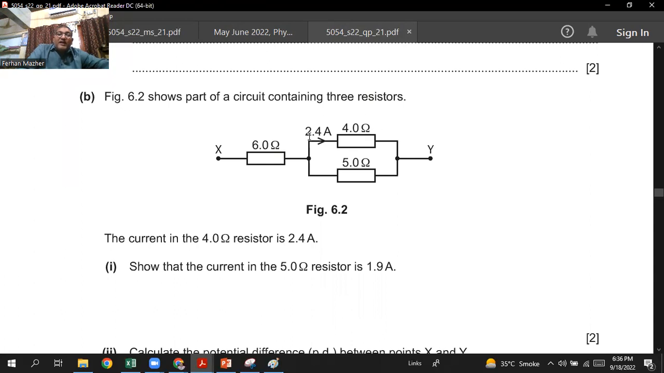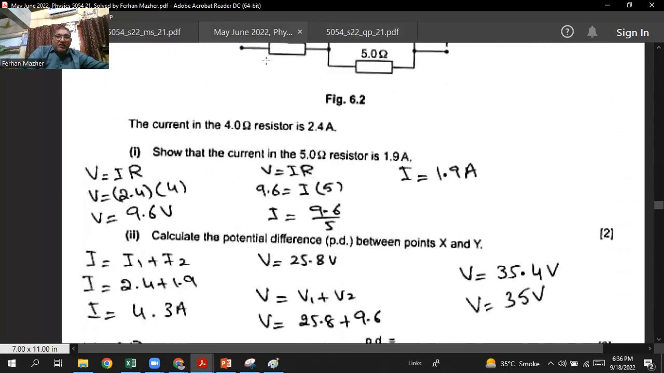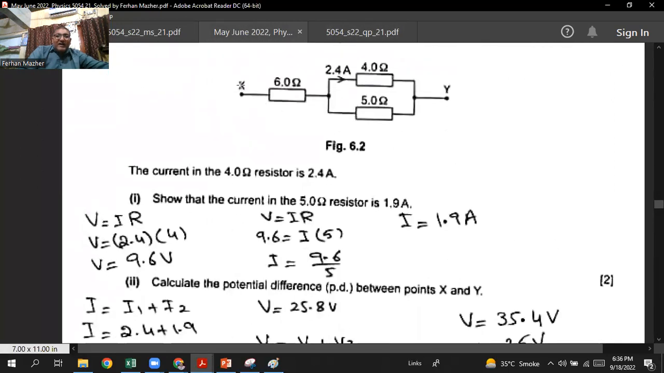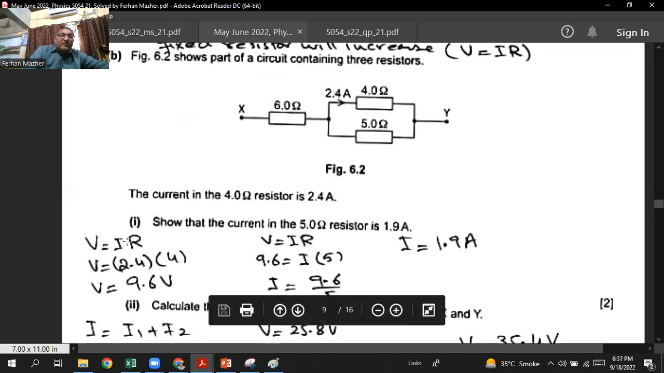The voltage drop in this resistor will be equal to the voltage drop in the other resistor because they are connected parallel to each other. So once you know the voltage drop and the resistance here, I can easily find out the current flowing through it. So let me show you how this is done. The current flowing through this 4 ohm resistor is 2.4 ampere, so I can find the voltage drop across it. That is V equals IR.